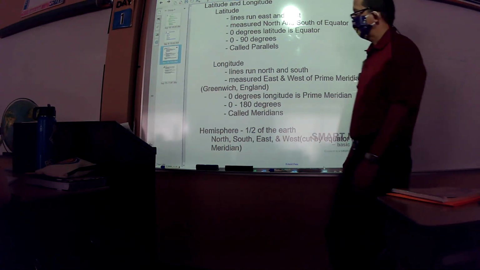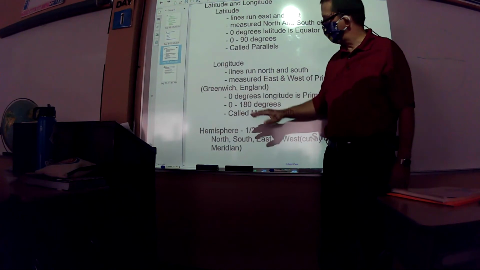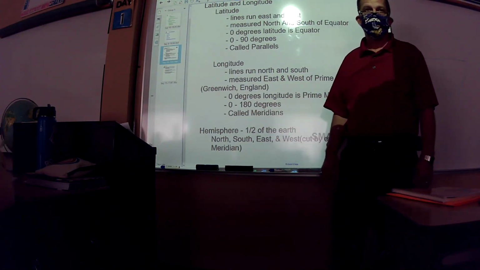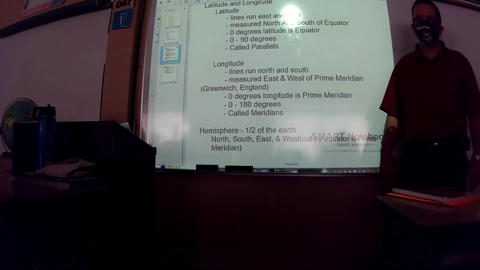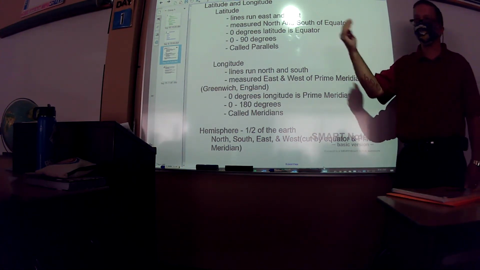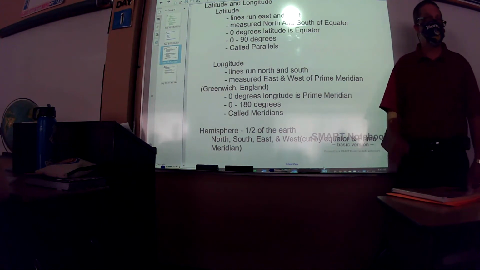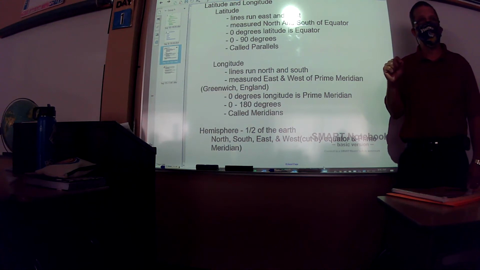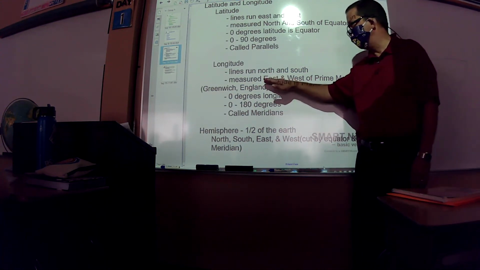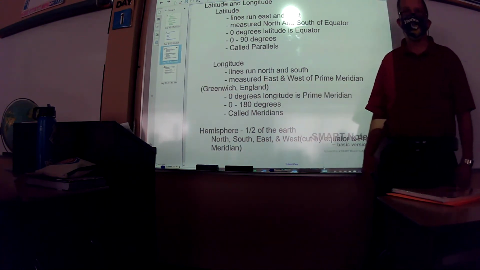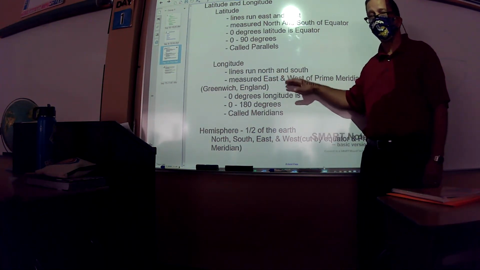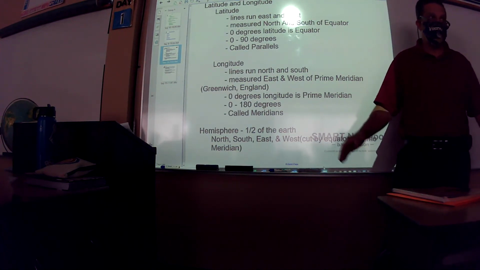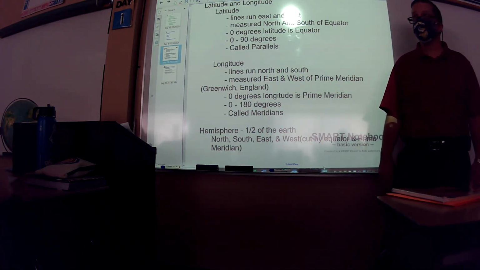Did you guys hear that? Lines of longitude are called meridians. Why? Because meridians cross each other. The prime one is 0, everything else goes up to 180. So longitude is always going to be labeled what? East or west. If you don't have longitude labeled east and west, it will be incorrect.